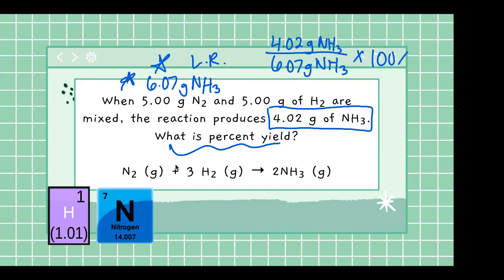Okay, so 6.07. Remember, we did the exact same thing as from the H2, but we started with 5 grams of N2. And then we did the molar mass, and then we did the mole ratio.